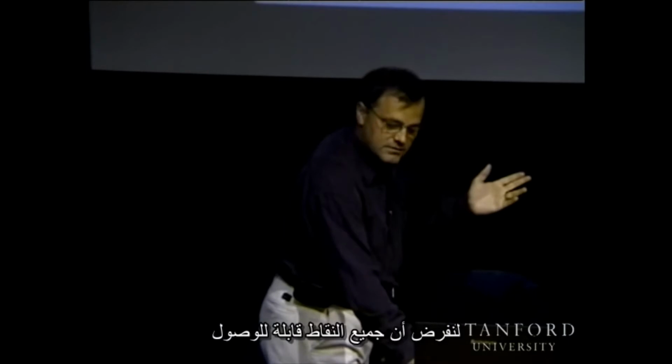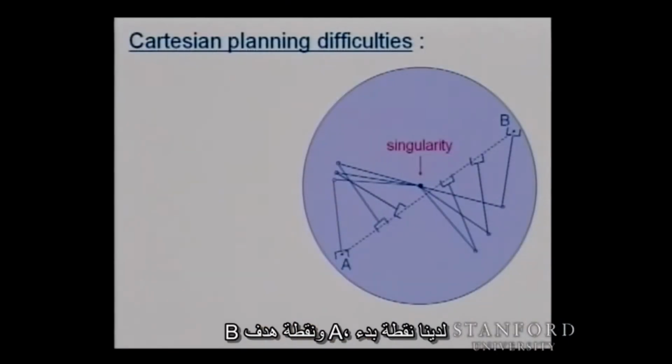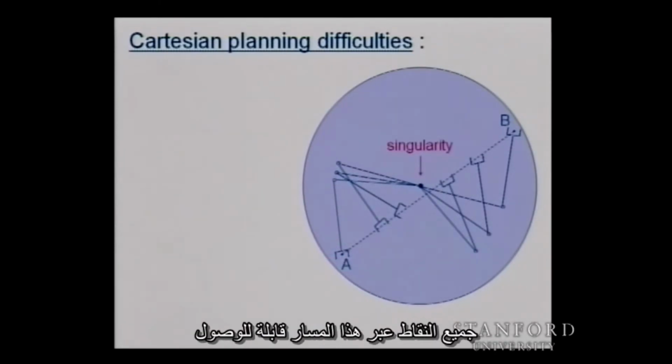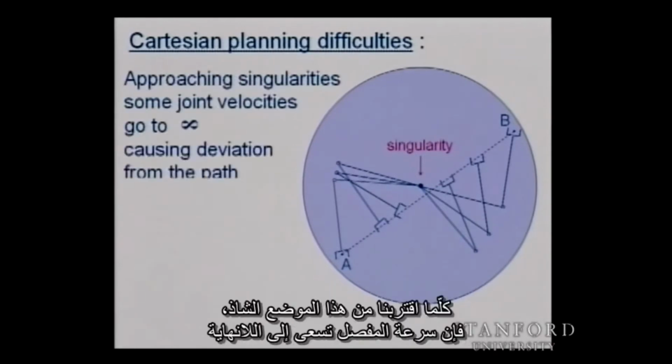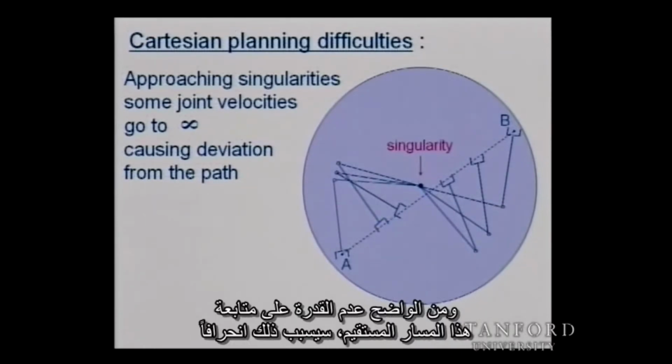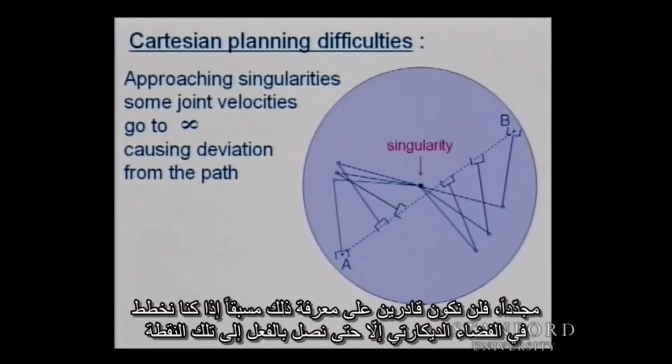Let's say they are all reachable. We have starting point A, goal point B. Everything along this path is reachable. The singularity is right there in the middle. Well, as we approach that singular position, your joint velocities go to infinity, and obviously you won't be able to follow this straight path. It will cause deviation. Again, we wouldn't be able to know that in advance if we plan in Cartesian space until we actually reach that point.